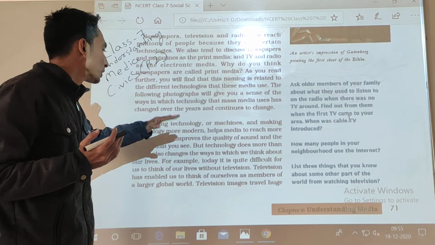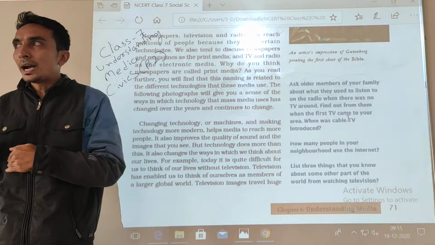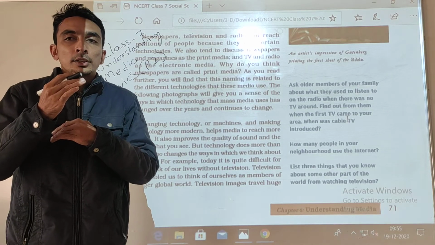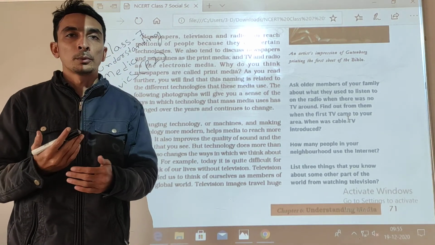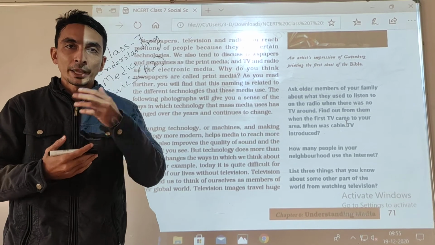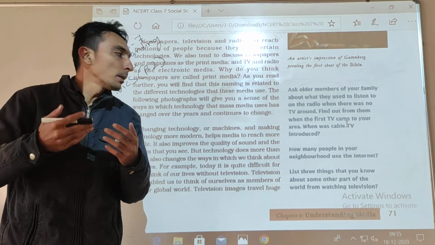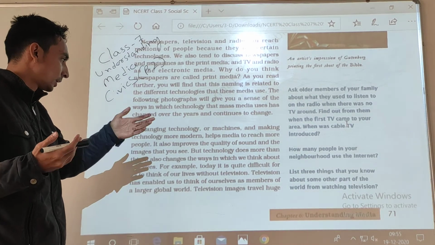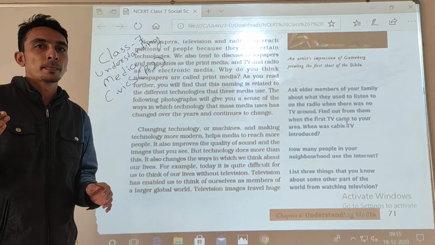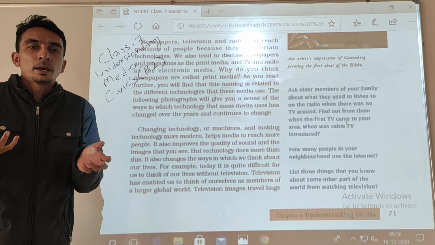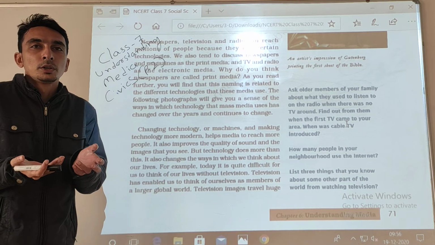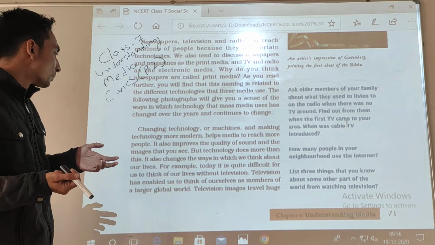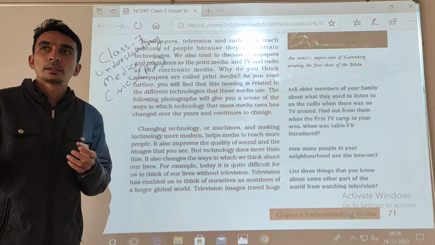Machines are making technology more and more modern. After the mobile phone, we started using the smartphone, Android, iOS system. So it made things more convenient as well as started modernizing, right? We have a mobile phone where it has no wire. You can carry a mobile anywhere. Okay, it helps media to reach more and more people, right?